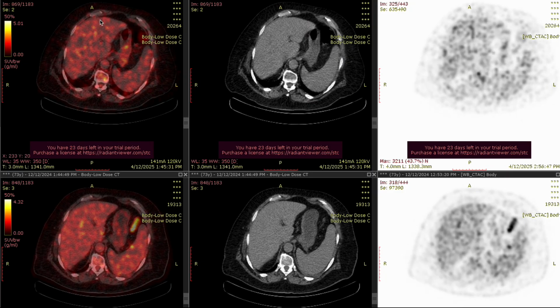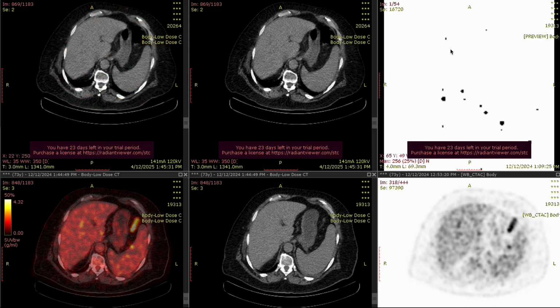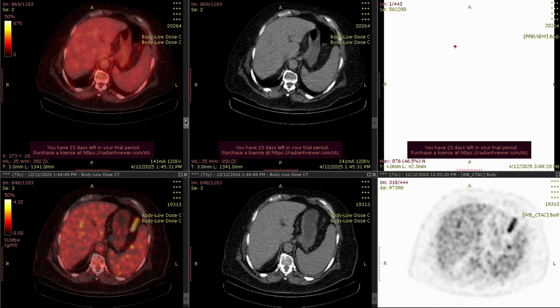So as we see, these are not foci. This is heterogeneous due to low resolution. It's absolutely normal activity. We can see, maybe this is clear and obvious. This one. This is more clear. The liver is normal.